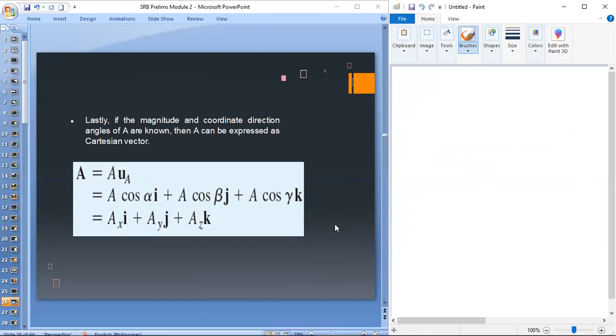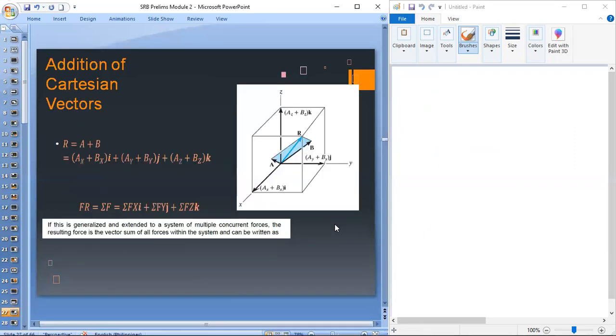Okay, so next is addition of Cartesian vectors. It just says here that this is generalized and extended to a system of multiple concurrent forces, meaning they come from one point. Thus, the resulting force is the vector sum of all forces within the system and can be written like this: the summation of your forces, the x, y, and z components with i, j, and k. That's all. It's simple, you just added a z, since it's 3D now.